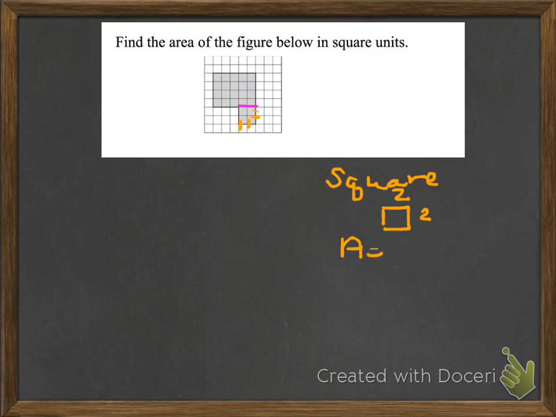So our area is going to be, you can either use length times width or you can use the correct formula, which is s squared. So either way, it's fine. Area equals 2 times 2. So the area of our square here is equal to 4 units.